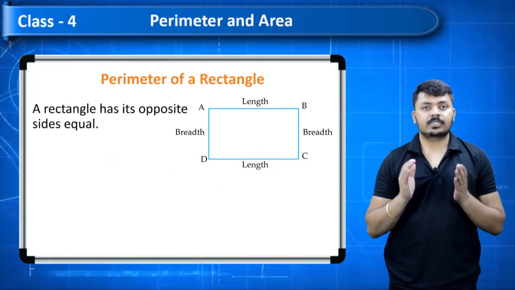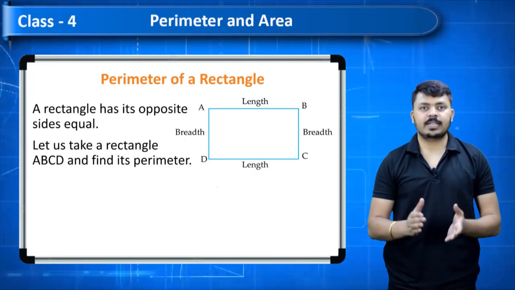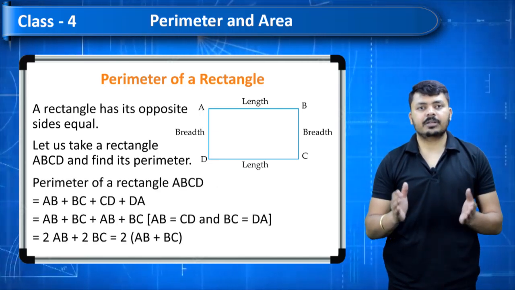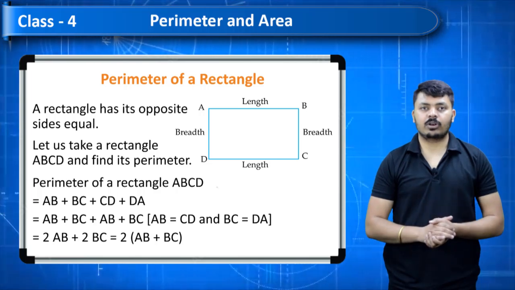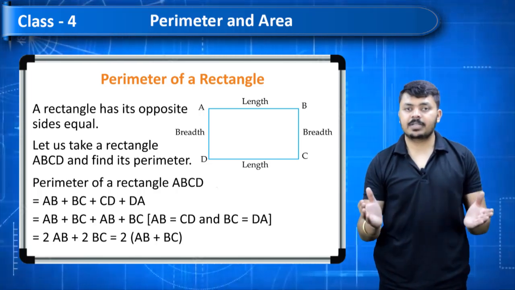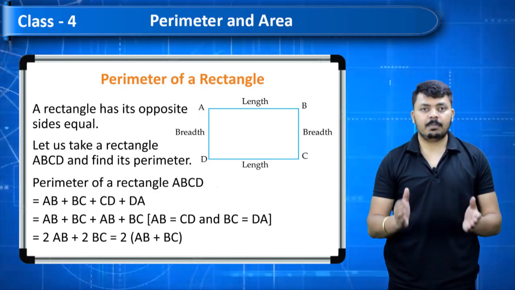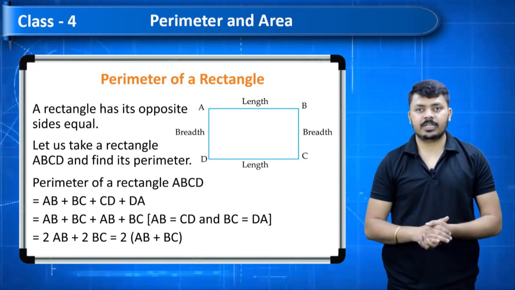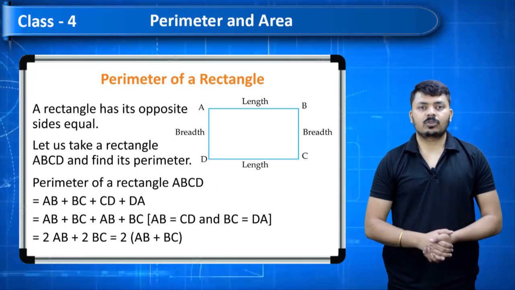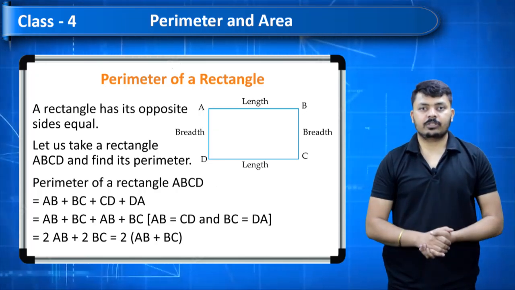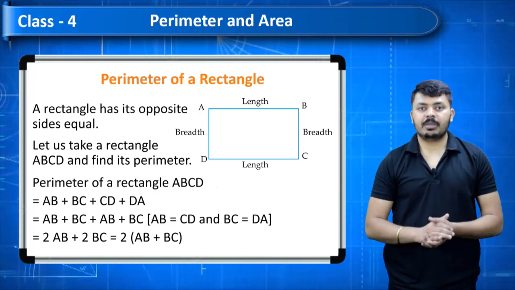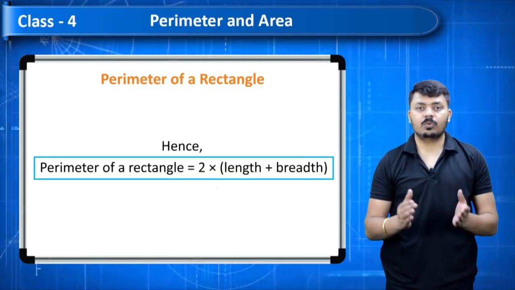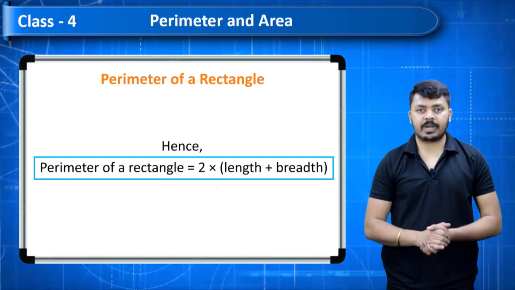A rectangle has its opposite sides equal. Let us take a rectangle ABCD and find its perimeter. Perimeter of a rectangle ABCD is equal to AB plus BC plus CD plus DA, which is equal to AB plus BC plus AB plus BC, because AB is equal to CD and BC is equal to DA. So 2AB plus 2BC is equal to 2 in bracket AB plus BC. Hence perimeter of a rectangle is equal to 2 multiplied by length plus breadth.